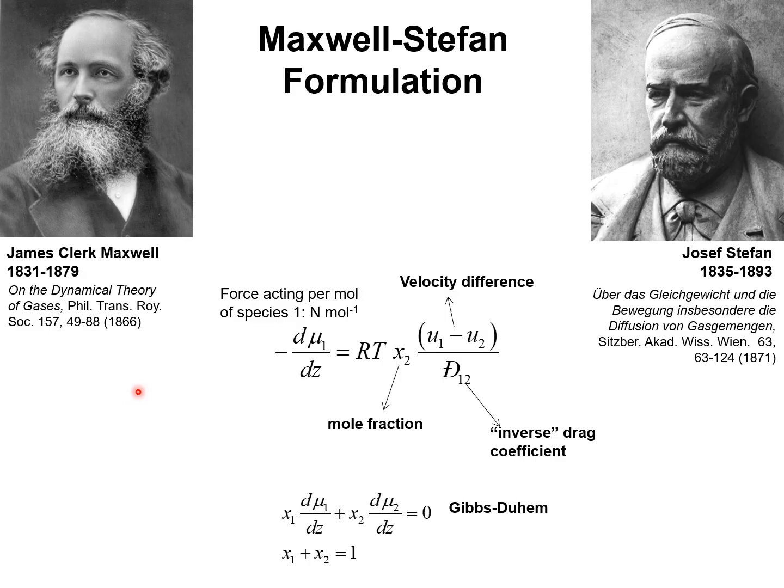Let's consider, for example, a binary mixture of species 1 and 2. In setting up the Maxwell-Stefan formulation, we assert that the force acting on species 1, which is the negative of the gradient of the chemical potential of species 1, is balanced by the friction that species 1 experiences in undergoing a relative motion with respect to species 2. The frictional term is proportional to the differences in the diffusion velocities u1 minus u2.